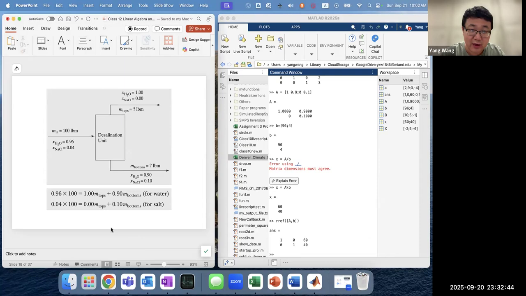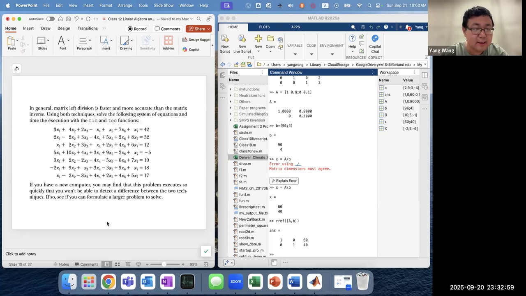So note that we cannot solve nonlinear equations here. If it's a nonlinear equation, we still need to use fsolve. But by using this calculation, it's actually much faster compared to fsolve because fsolve involves a lot of iteration calculation. Okay, so in general, the matrix left division is faster and more accurate than the matrix inverse, right?